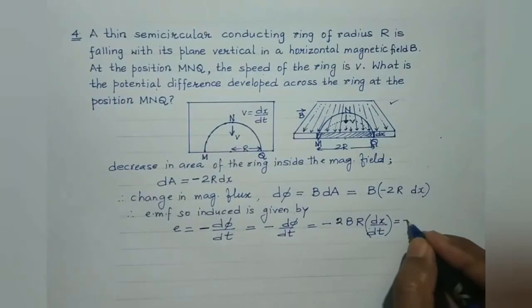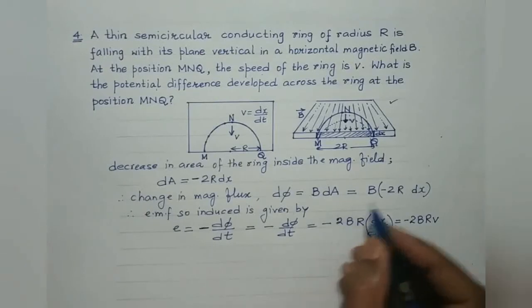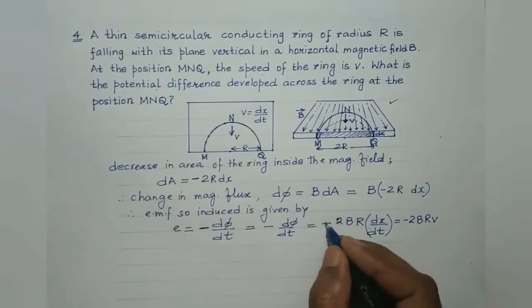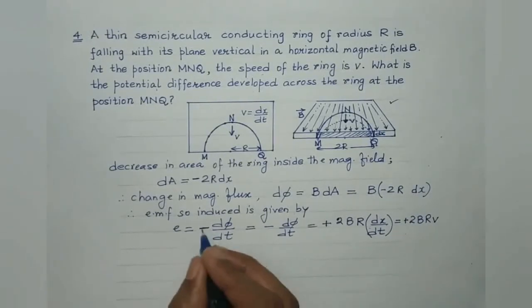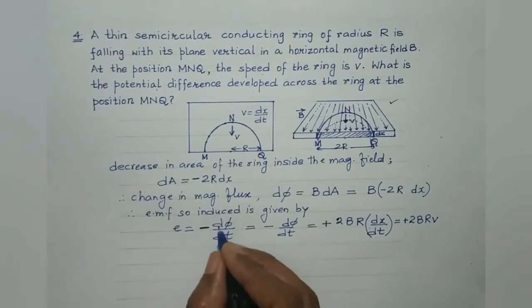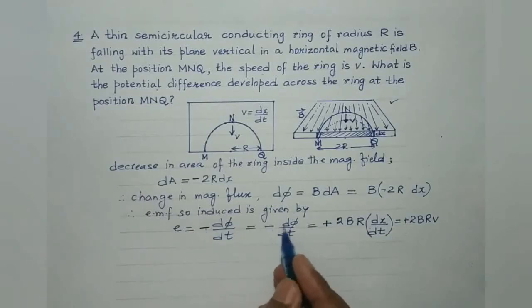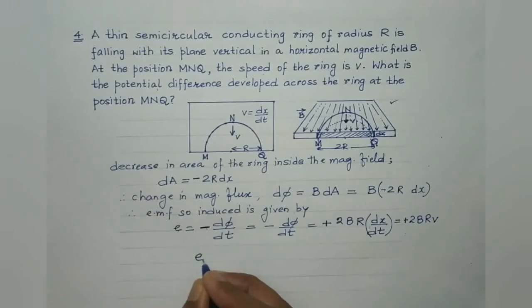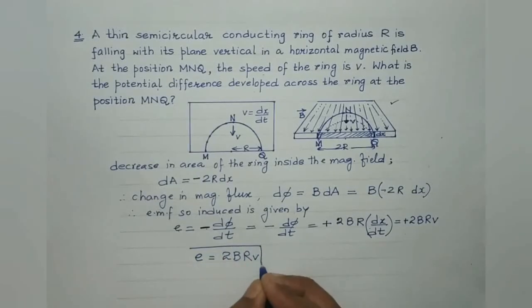So v would be equal to dx by dt. So it is equal to minus, minus twice B r v. Actually, this negative sign and this negative sign will get cancelled out, isn't it? So we will get 2Brv. This negative sign indicates the opposing nature of induced EMF, and we substitute the value of d phi as minus 2Br dx, so this negative sign gets cancelled. So we'll be left with this expression. So the magnitude of the induced EMF is twice Brv. So this is the answer.